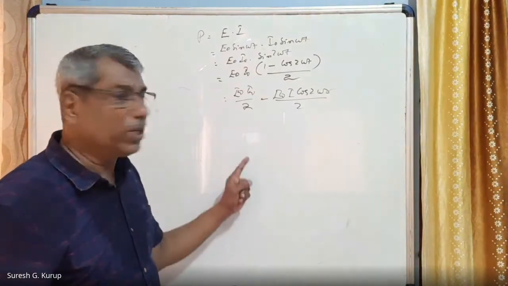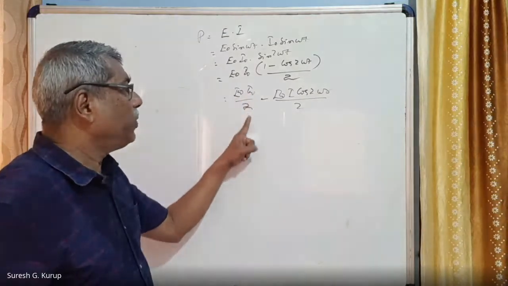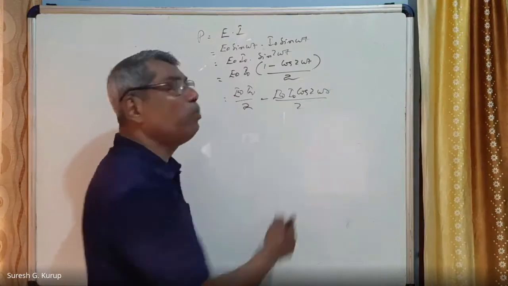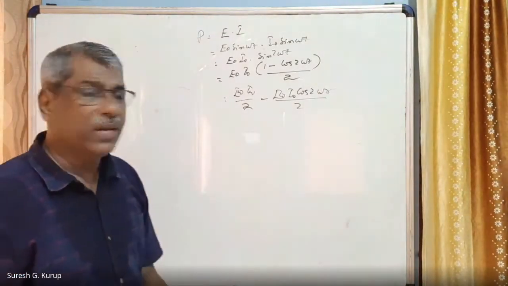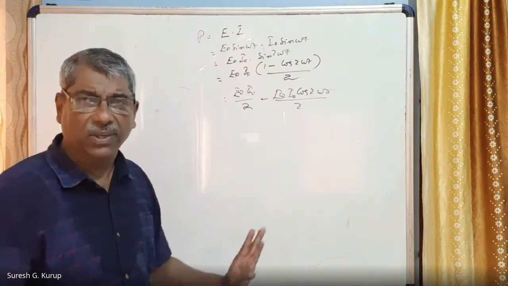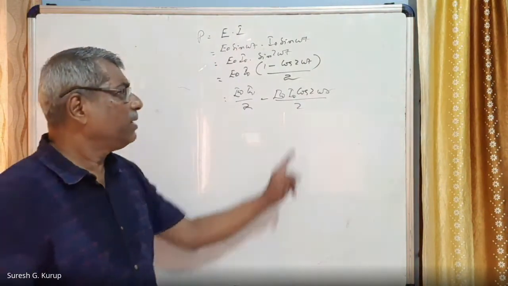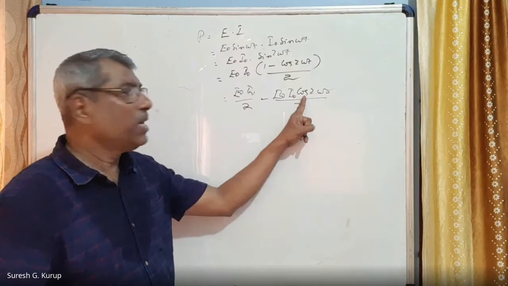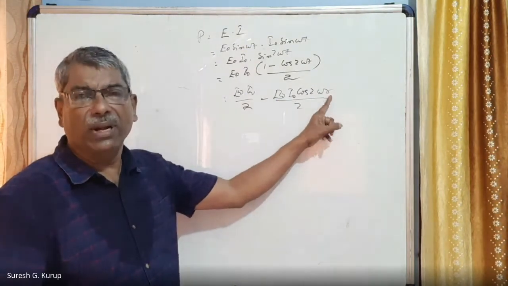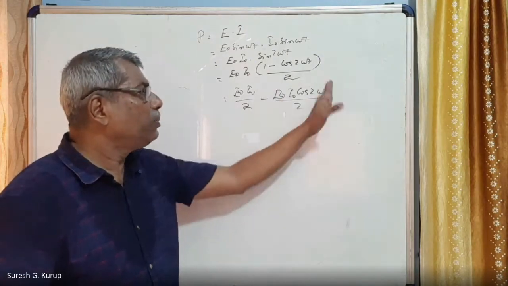Instantaneous power has two terms. One is E0 I0 by 2, and the other is E0 I0 cos 2 omega t divided by 2. This is a constant part, and this is a fluctuating part. Every time you must understand it: this is a fluctuating part because this term depends on time t. When time t varies, this term also varies.